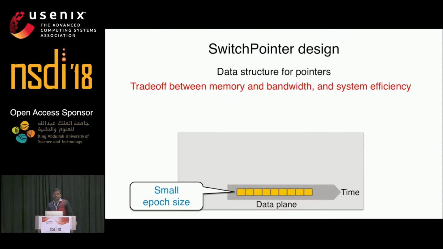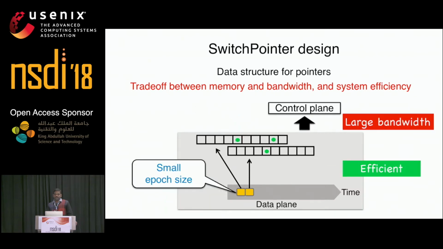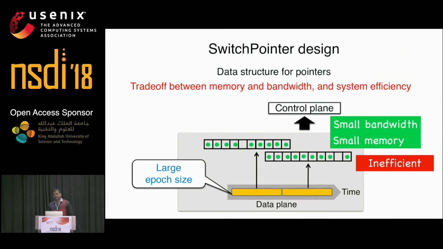Suppose the epoch size is too small, then we need large memory to store a large number of pointers to the end hosts, or large bandwidth between data plane and control plane to persistently push the pointers, so to periodically push the pointers to the persistent storage. If the epoch size is too large, then the system might become inefficient because a switch might forward packets to a large number of end hosts in a large epoch. While the analyzer tries to debug the network problem, it might need to contact a large number of end hosts and filter the telemetry data, which may not be scalable.